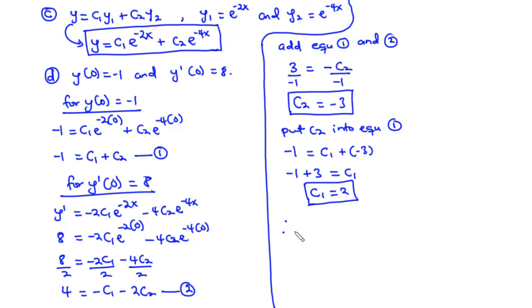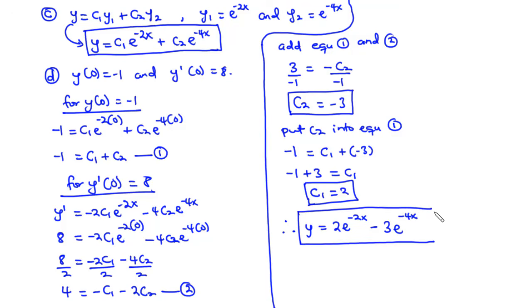Therefore, the particular solution given these two conditions, we have the particular solution y equal to C1, which is 2 e to the power negative 2x, and then minus, so we have C2 to be negative 3, so minus 3 e to the power negative 4x. So this happens to be the particular solution of the differential equation given the initial conditions.